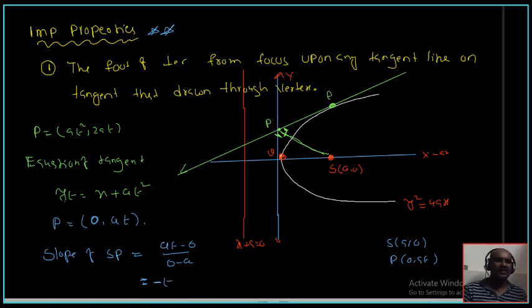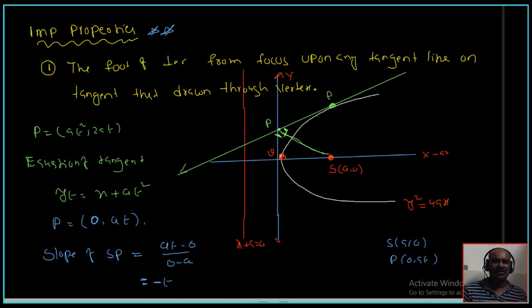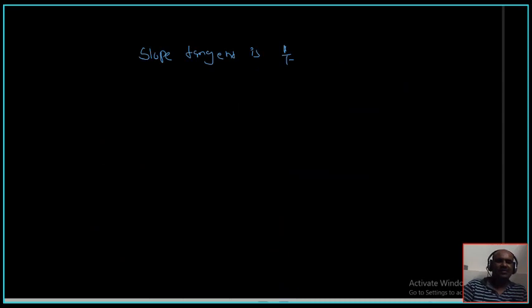The slope of the tangent is automatically 1 by t only, no? After converting this into the form y equal to mx plus c, so I will write that. Slope of tangent is 1 by t. Observe, after converting it into the form y equal to mx plus c, its slope is t. SP slope is minus t. So the product is minus 1 only.